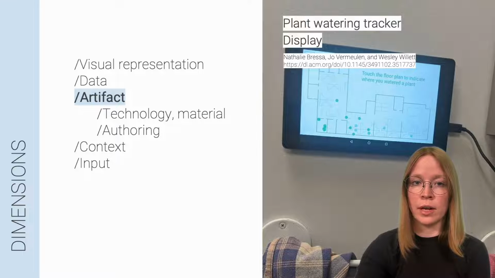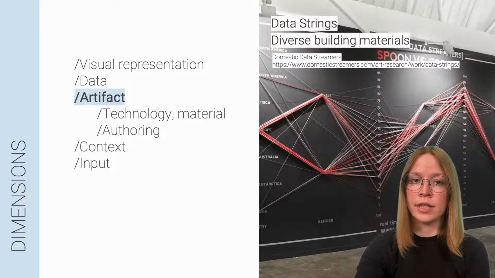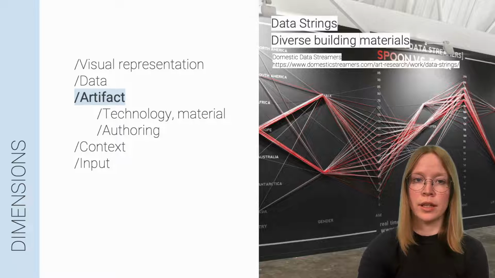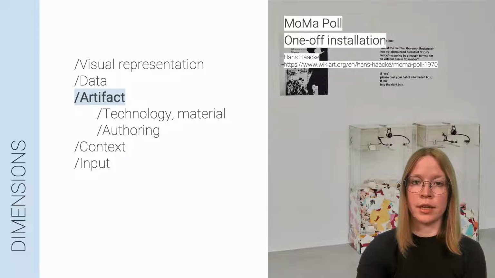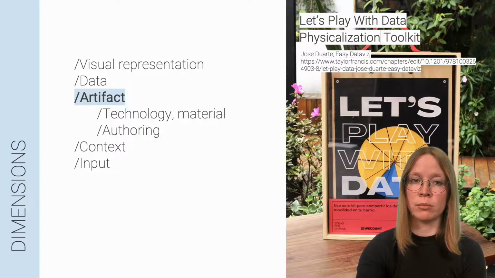The artifacts in our collection included visualizations on a variety of display types, as this communal plant watering tracker, and physicalizations made from a diverse set of building materials, as this physical parallel coordinates visualization made out of string, nails, and wood. While some examples were highly customized artifacts intended for a single purpose, as this pole that was exhibited at the MoMA, a range of commercial products and toolkits also allowed people to author their own input visualizations, like the Let's Play with Data kit.